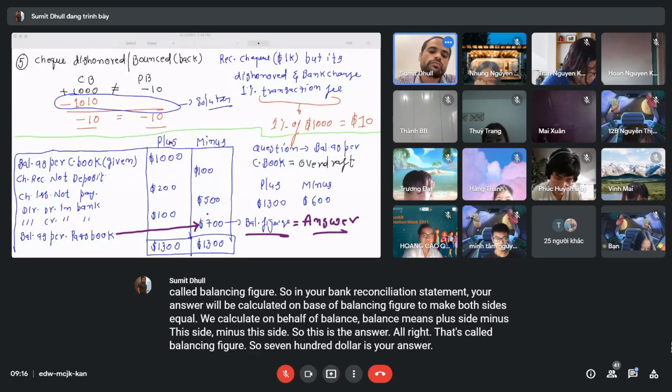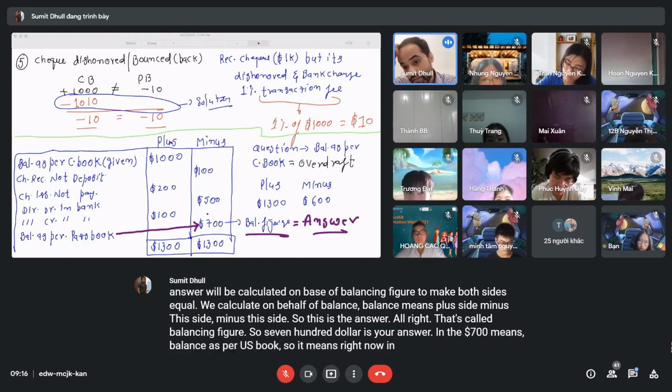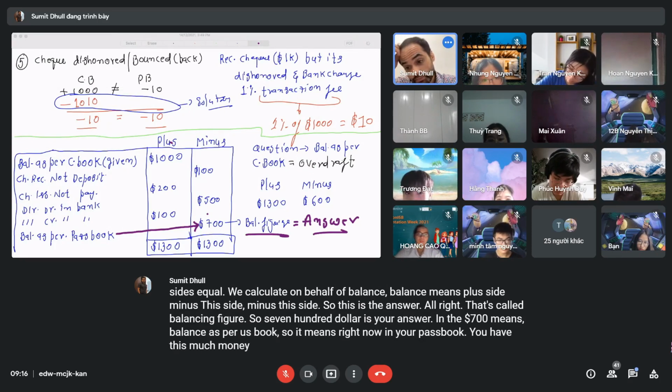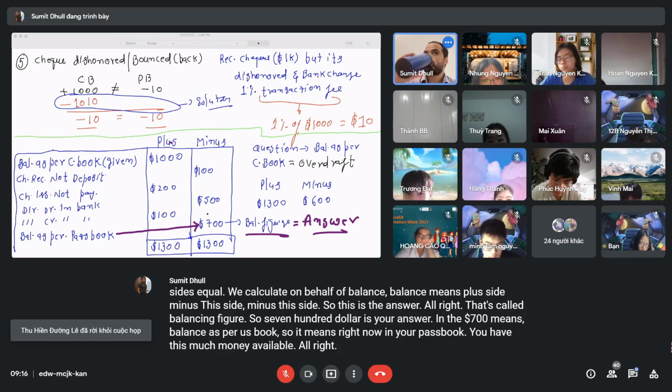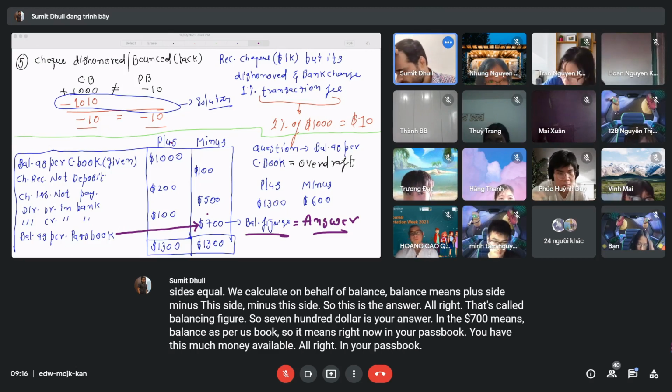And this $700 means balance as per passbook. So it means right now in your passbook, you have this much money available. All right. In your passbook, you have that much money available.